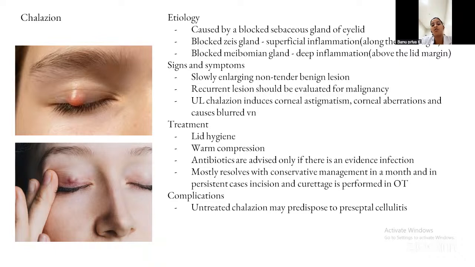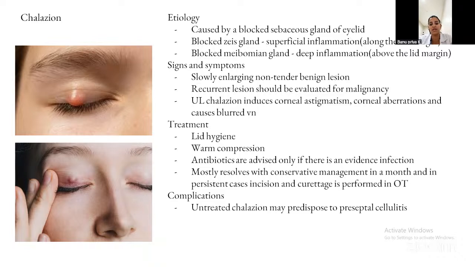Again, a blocked meibomian gland causes deeper inflammation, which is away from the lid margin. Signs and symptoms: slowly enlarging. This is a chronic condition, a slowly enlarging, non-tender, benign lesion. Recurrent lesions should be evaluated for malignancy. Upper lid chalazions induce corneal astigmatism, corneal aberrations, and cause blurring.